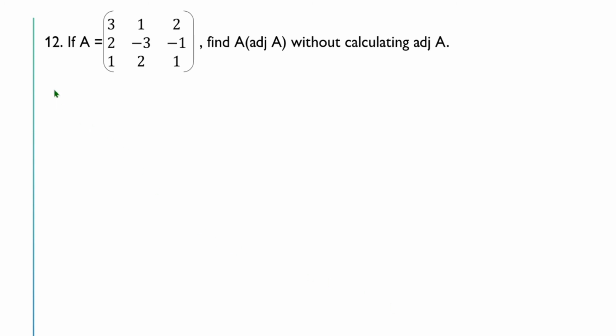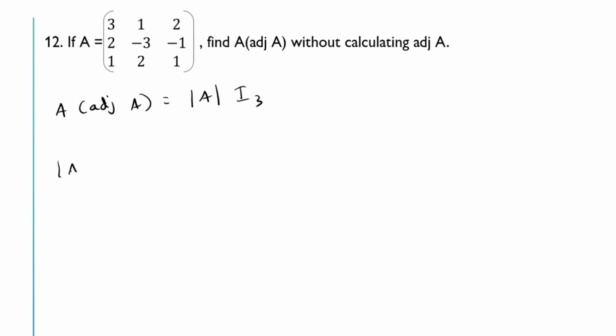Next question, if A is equal to the 3 by 3 matrix 3, 1, 2, minus 3, minus 1, 1, 2, 1, find A into adjoint of A without calculating adjoint of A. So here A is a square matrix of order 3. Therefore, A into adjoint of A is equal to determinant of A into I3.